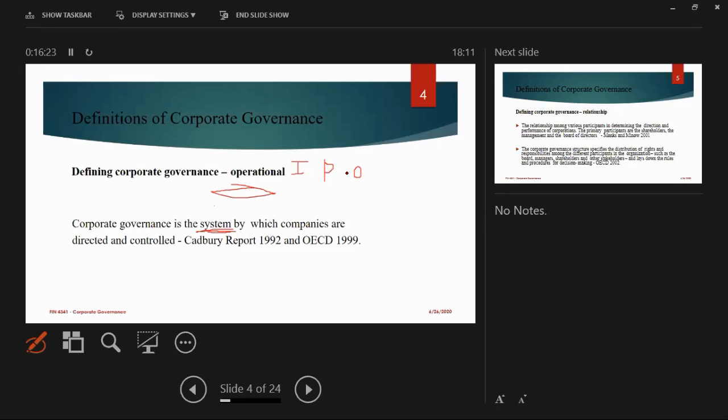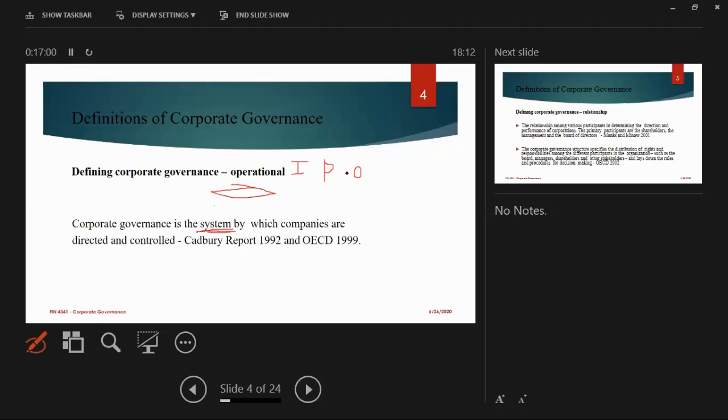The board is responsible for good governance practices, for directing and controlling, for running this entire system. The shareholders are not responsible. They have a role to play. The board takes responsibility; the shareholders have a role to play. What is their role? To appoint the board of directors and to communicate their aspirations to the board of directors. That is their role.